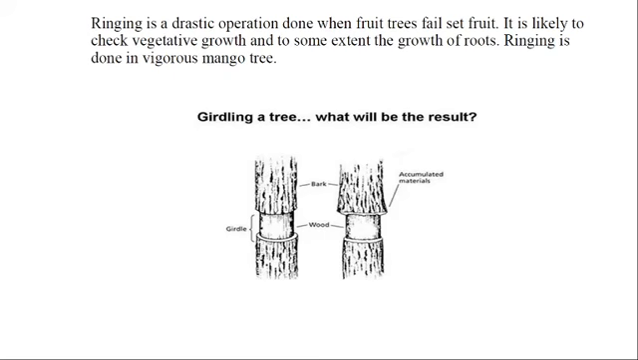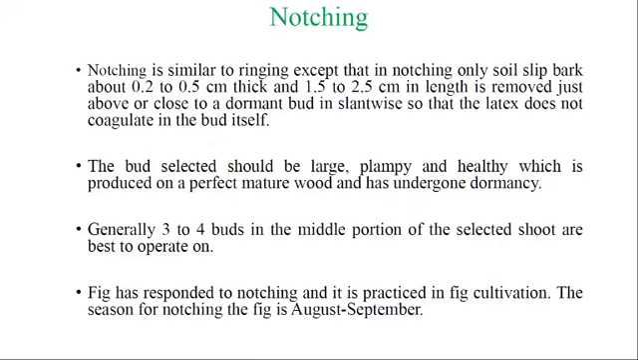So in such a way the ringing is done, and with the help of that we remove a portion of the bark, and because of that we accumulate the carbohydrates in the plants.